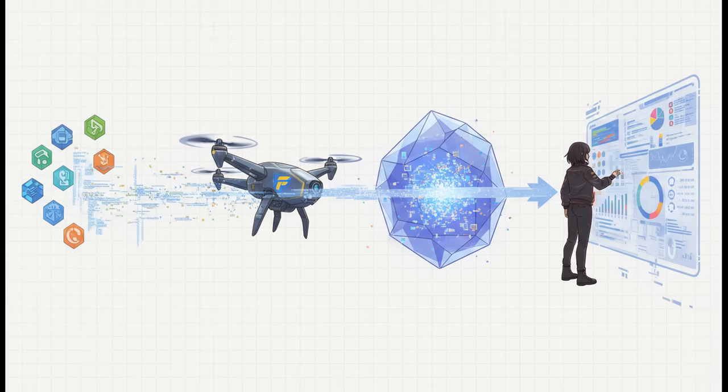The EFK stack is an absolute powerhouse for taming this chaos. You've got FluentBit, which is a super lightweight agent that collects logs. It sends them off to Elasticsearch, a powerful search engine for storing them. And then you have Kibana, which gives you that nice UI to search, filter, and visualize all that data in one spot.